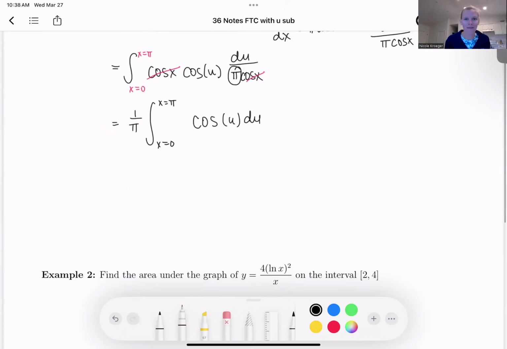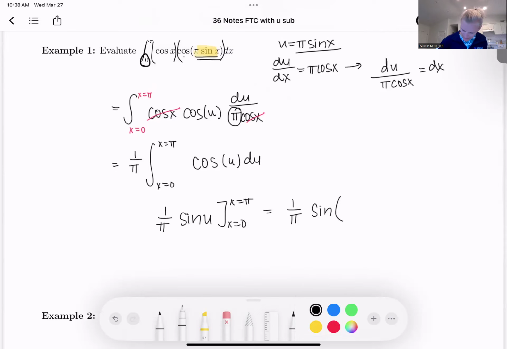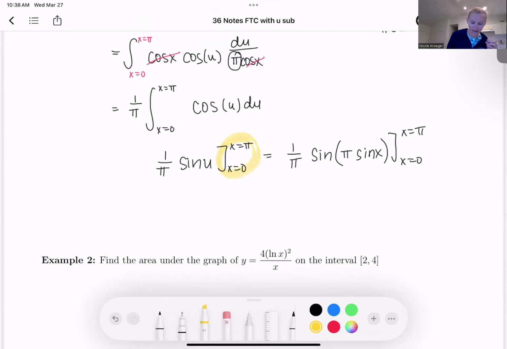Okay, so the antiderivative of cosine is sine. So we're going to get 1 over pi sine of u, from x is 0 to x is pi. Now let's replace everything with x. So we're going to have sine, and we replace u with pi sine of x, from x equals 0 to x equals pi. If you don't write the x now, that would be okay, because now we're back in terms of x. But the thing that we're being very careful about is you should not plug these numbers in at the earlier point, because the variable inside sine was u at that point, not x. So we should only plug the 0 and pi in for x's.